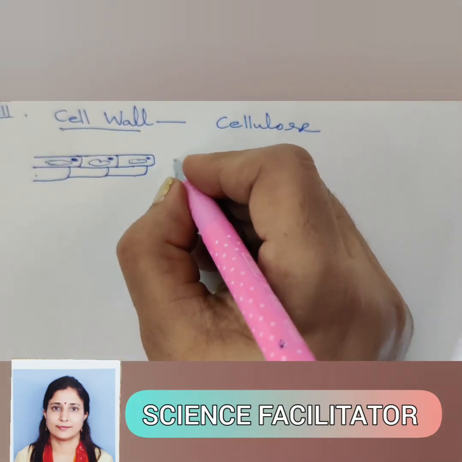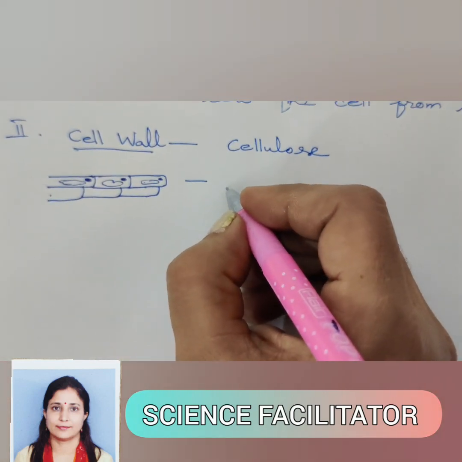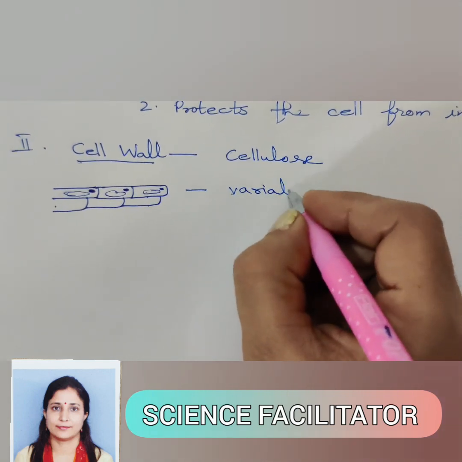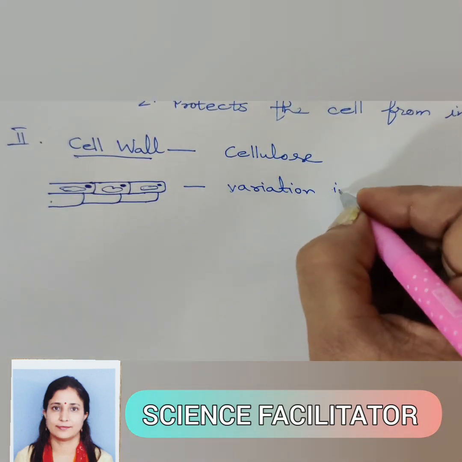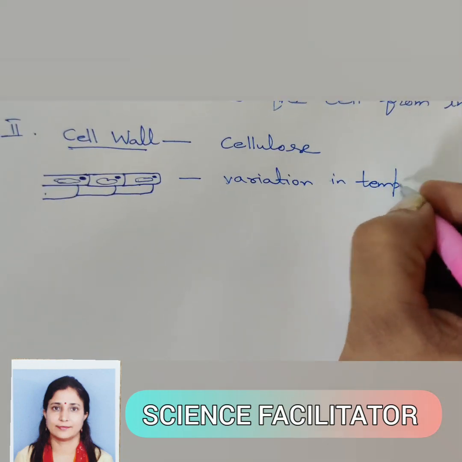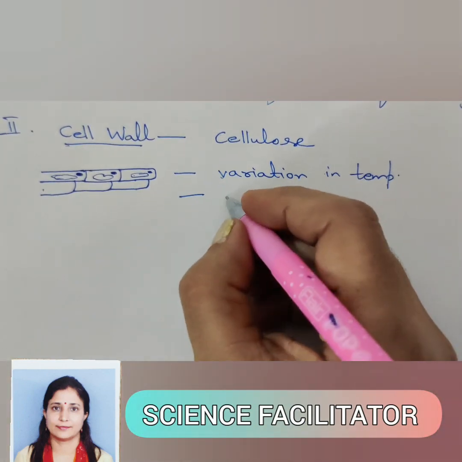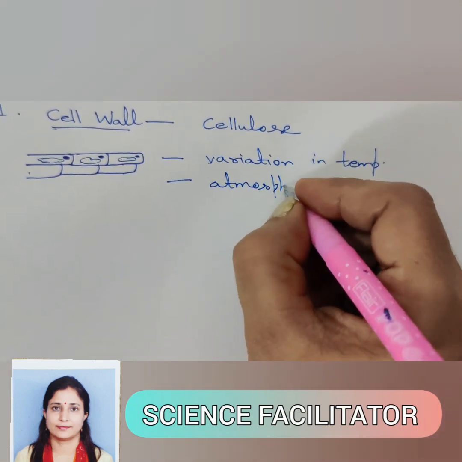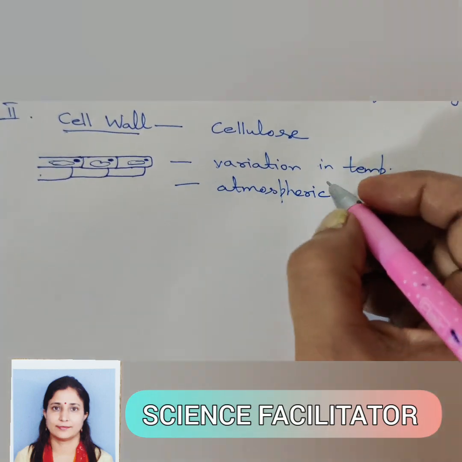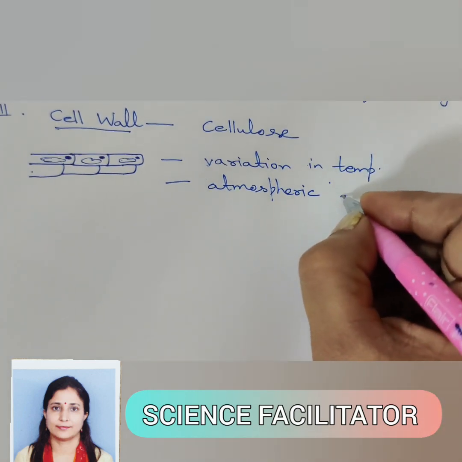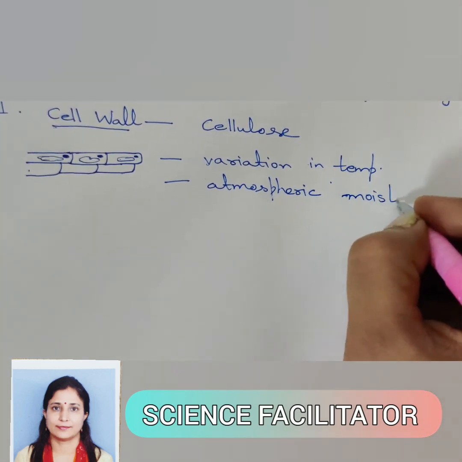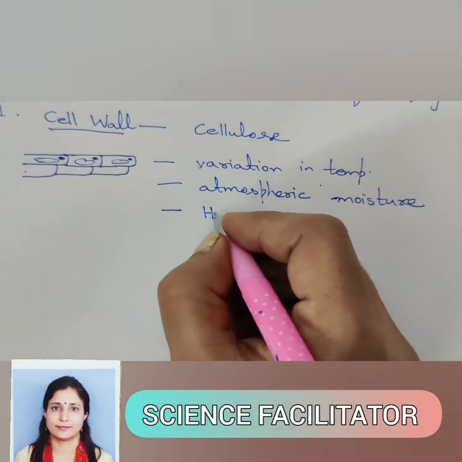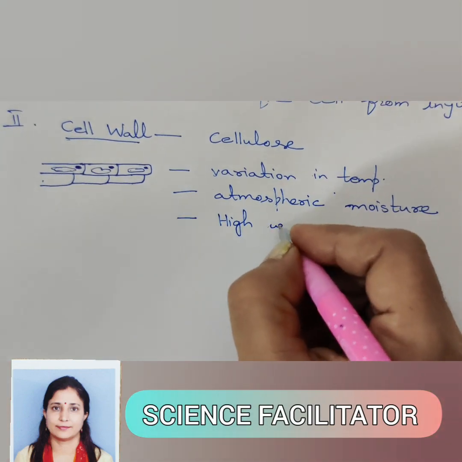And what is the function of cell wall? It provides protection against variation in temperature in the atmosphere, variation in atmospheric moisture, how much dryness is there, preventing desiccation, preventing dryness, and thirdly, if high wind speed is there, it provides protection against that also.